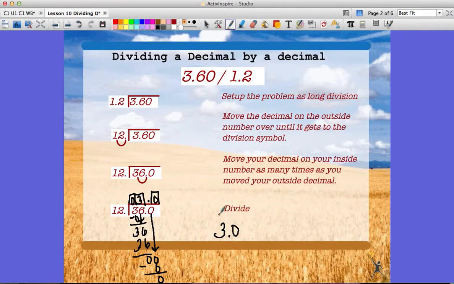Now the most common mistake that students make here is that they forget that they need to move the decimal. You move it once on the outside, so you have to move it once on the inside. Just because there's two numbers here behind the decimal doesn't mean that we move it twice. Once here, then once here.